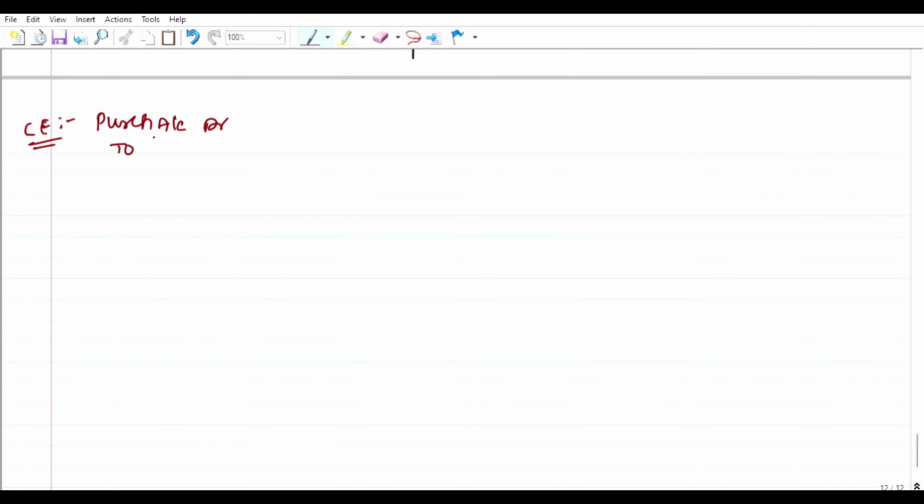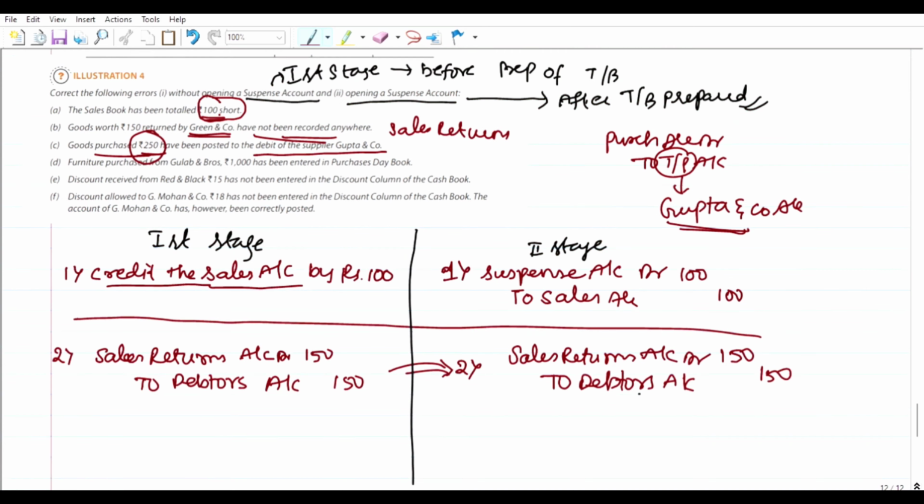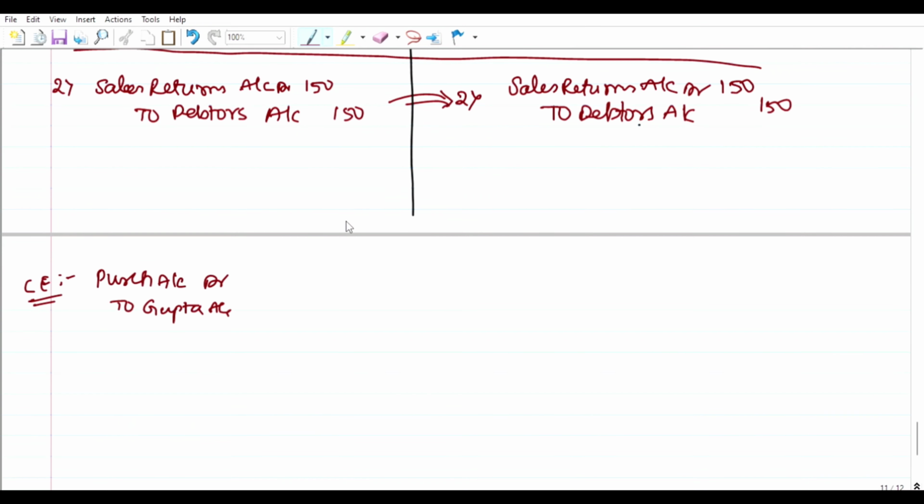Purchases account debit to Gupta and Company account, right? The amount involved is rupees 250. This is the correct entry we have to record. Okay, but what happened here? The wrong entry they have incorporated in the books of accounts is Gupta and Company account debit to purchases account.